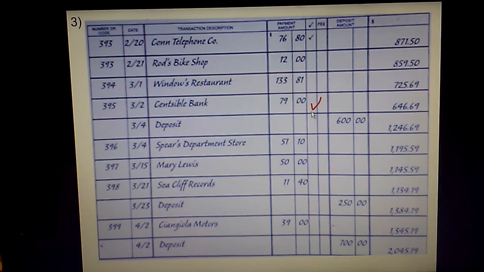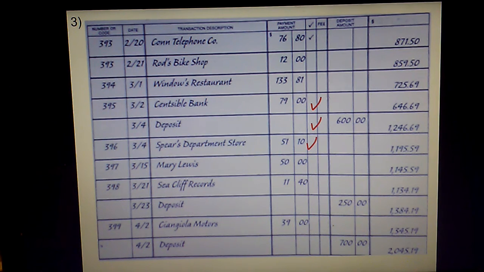The next thing listed is a deposit for $600. Go back to my register. I see a deposit for $600. It's a check mark. Back to the statement. Next one says a withdrawal. Check 396 for $51.10. Gets a check mark.